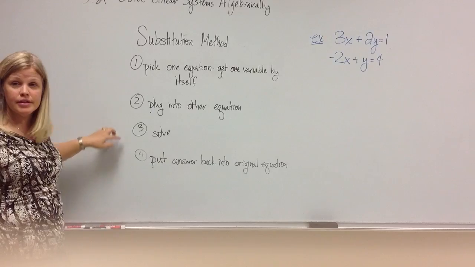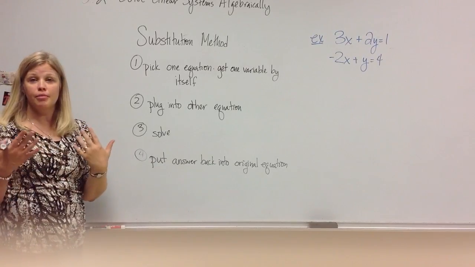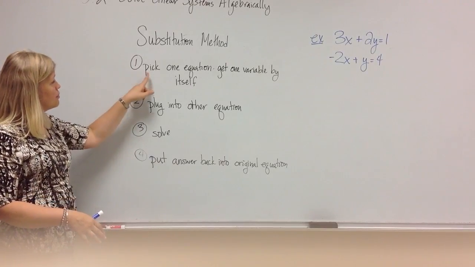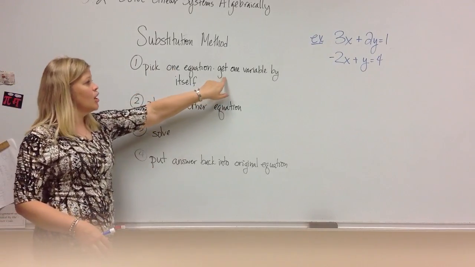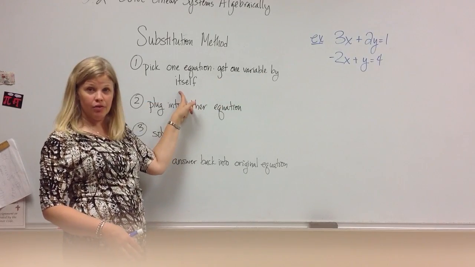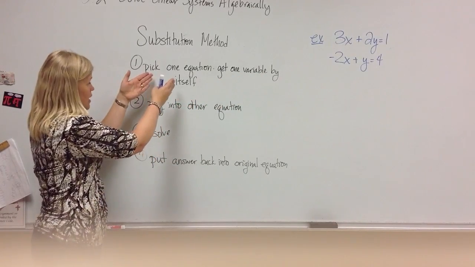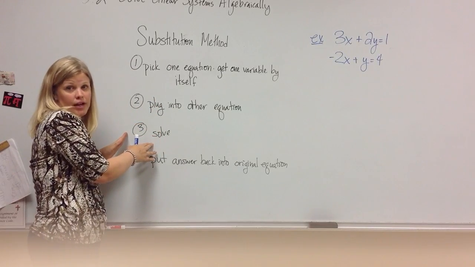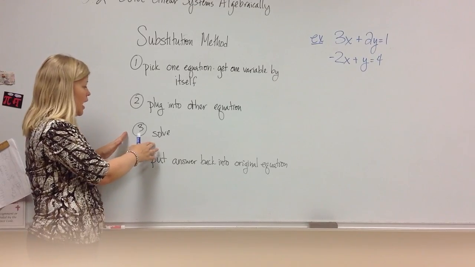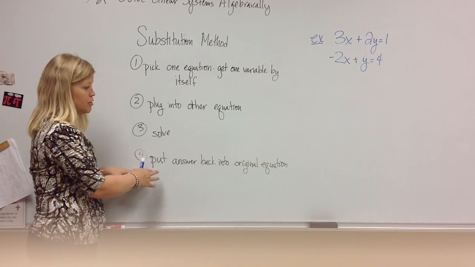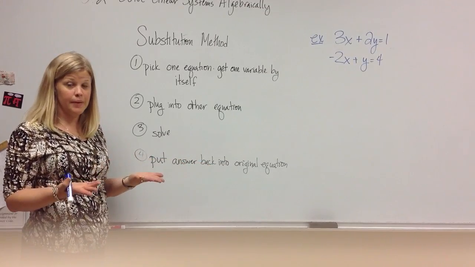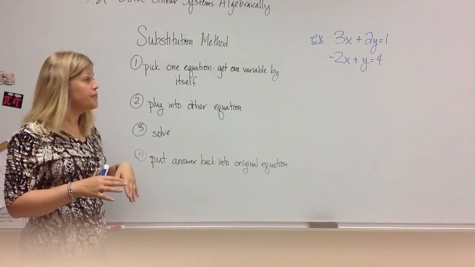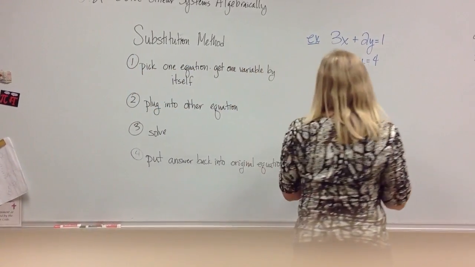So, I wrote out the steps here. Let's look at them, and then before you get too concerned, we'll go back and do some examples, okay? First step, you're going to pick one of the two equations. You'll want to get one variable all by itself. Once you've done that, you're going to take that and plug it into the other equation. Step 3, solve. Gosh, you've been doing that all year. You'll be great with that. And once you've solved it, you're going to put your answer back into the original equation. Okay? Lots of substituting. That's why it's called that, but really not all that difficult. Let's come on over and we'll look at an example.